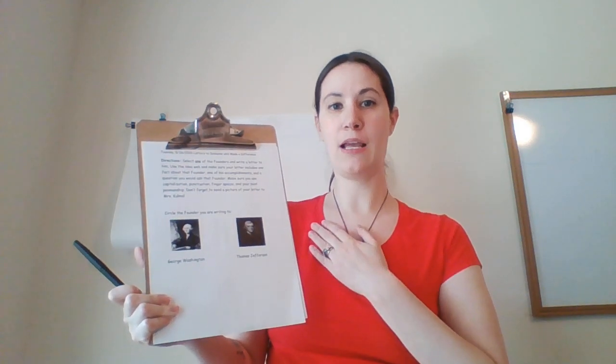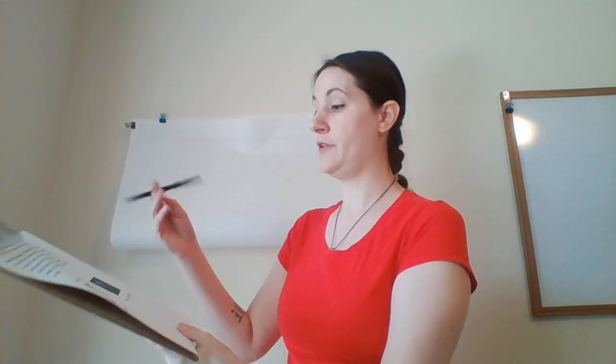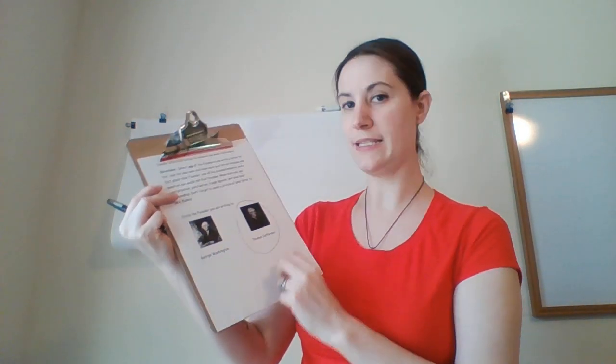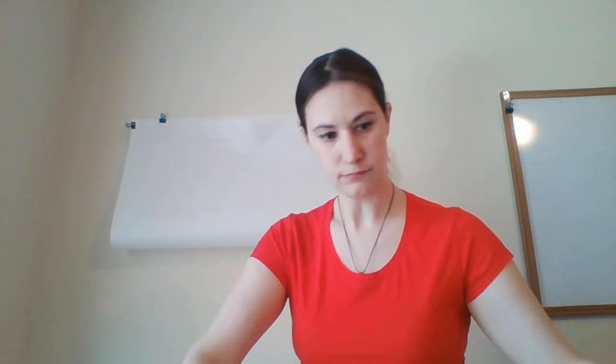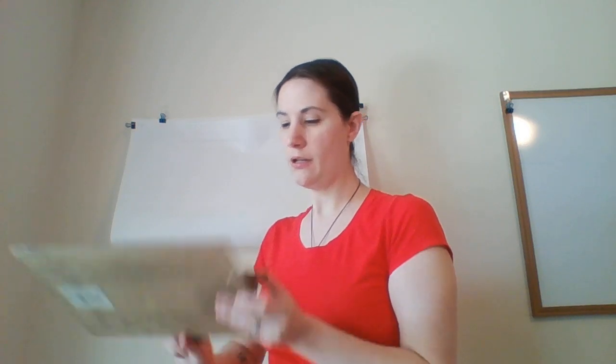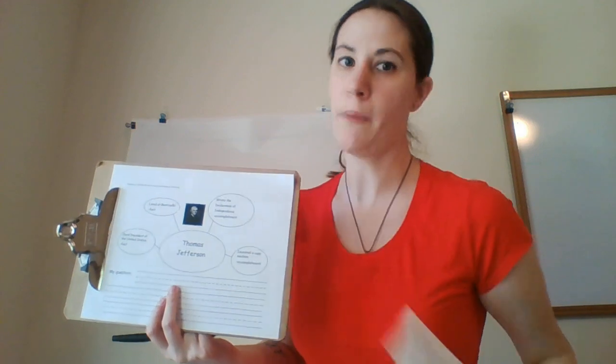So, first things first, I'm going to pick the founding father I want to write to. My choices are George Washington or Thomas Jefferson. I want to write to Thomas Jefferson. So I'm going to circle Thomas Jefferson. Now, there's two idea webs. I need to find the one that has Thomas Jefferson's picture. Let me do that real quick. Aha, here it is. So, here is my idea web, and I know it's Thomas Jefferson because it says Thomas Jefferson and the picture matches.